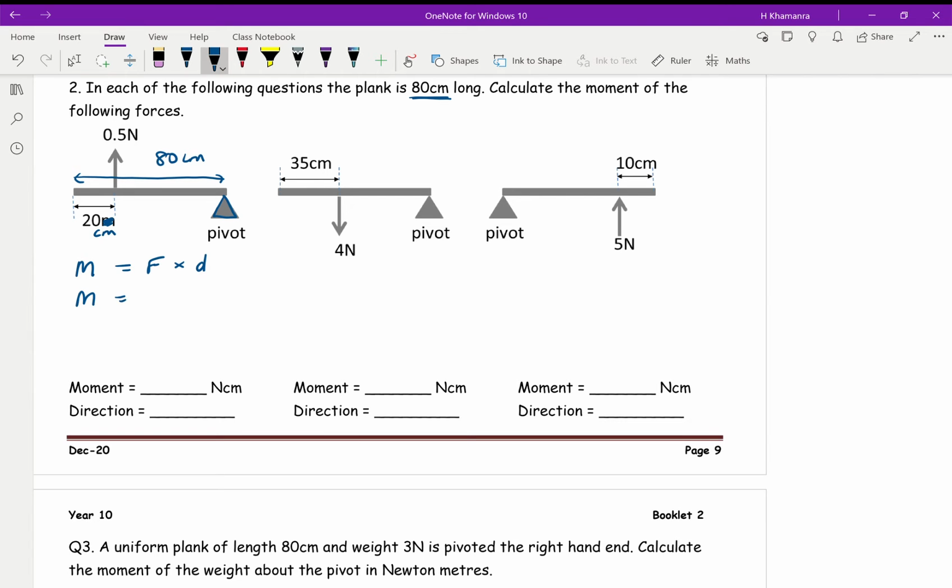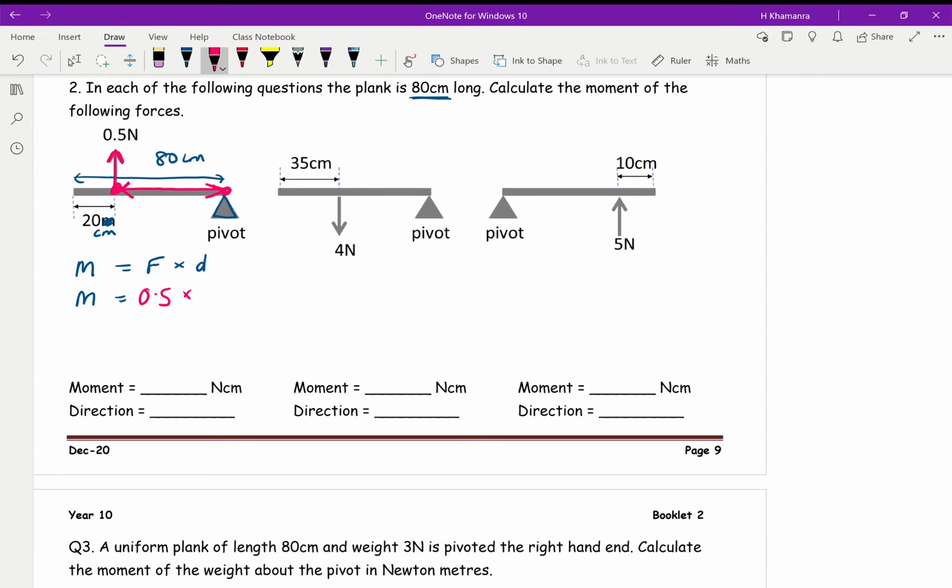So our force is, I'm just going to change pen color here. The force is the 0.5 newtons. Okay, so force is 0.5. And the distance is the distance between the force and the pivot. Now I'm just going to say that again. The distance is the distance between the force and the pivot. So this is my force and this is the pivot. So I need to find out this distance between the force and the pivot.